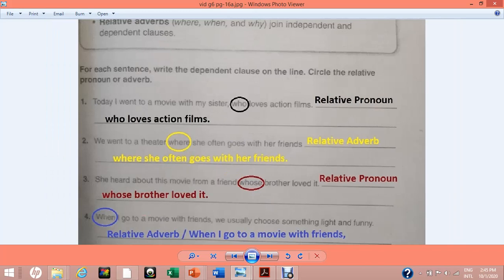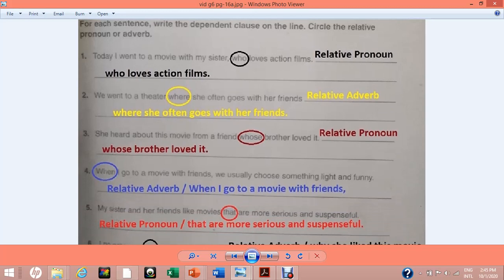For each sentence, write the dependent clause on the line, circle the relative pronoun or relative adverb. Today I went to a movie with my sister who loves action films. Now in this sentence, the word who is the relative pronoun. You can write relative pronoun. If you don't write, that's not compulsory, but you have to identify the dependent clause in the complex sentence, and that dependent clause will be written separately. Who loves action films.